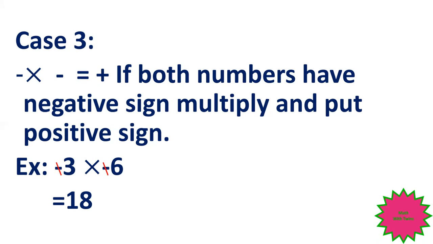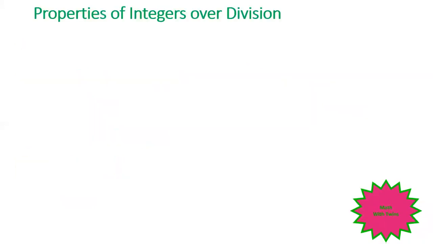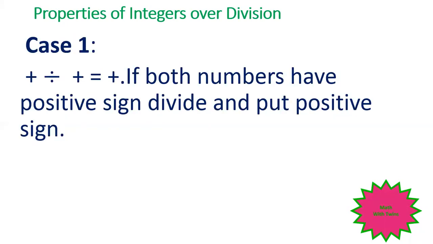Now, moving on to properties of integers over division. Case 1. It says that the division of two positive numbers is positive. Now, reading the statement, if both numbers have a positive sign, divide the two numbers and then add a positive sign in front of your quotient. Now, let's check out an example.